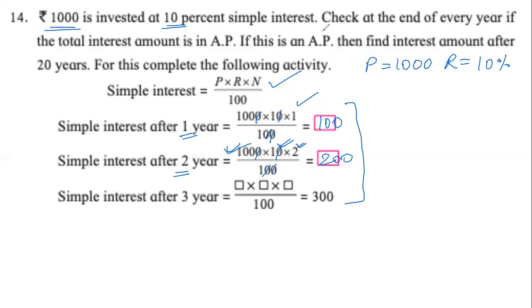Check at the end of every year, end of first year, end of second year, end of third year, end of fourth year, and continue. Check if the total interest amount is in AP. Yes, it is in AP. Why is it in AP?